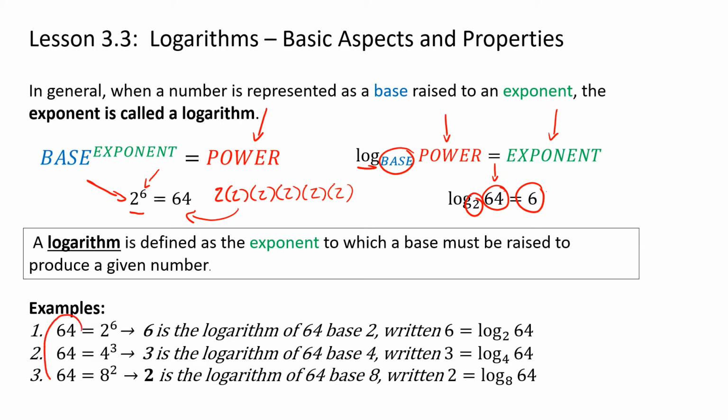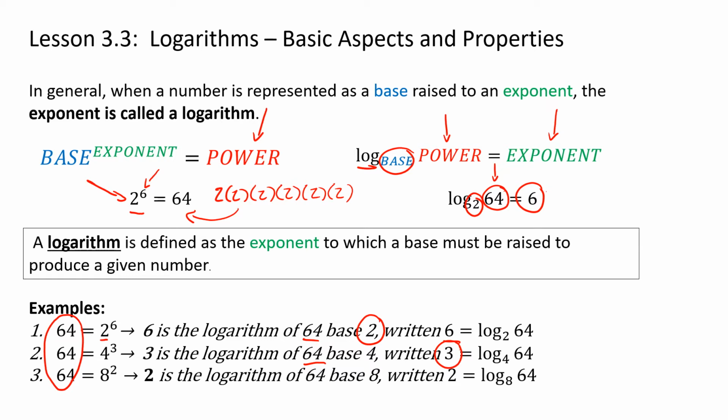This is all the same number, 64. But depending on the number you use, you have a different exponent. If your base is 2, you have to multiply 2 by itself 6 times to obtain 64. So the logarithm with base 2 of 64 would give you 6. If you use the number 4, you only have to multiply 4 by itself 3 times to get 64. So your logarithm of base 4 for the same number, 64, would give you a different exponent. It would give you 3.